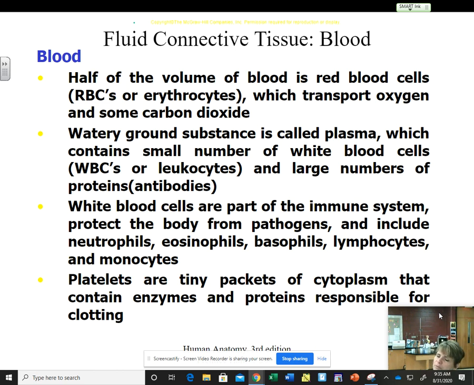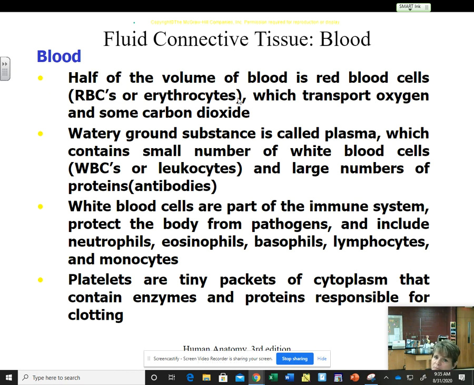Half of the volume of your blood is red blood cells, abbreviated RBC for red blood cell, or erythrocyte. Again, cyte means cell and eryth means red, so red cell literally. The function of our red blood cells is to carry oxygen to all the tissues of our body, and it does also carry some carbon dioxide.